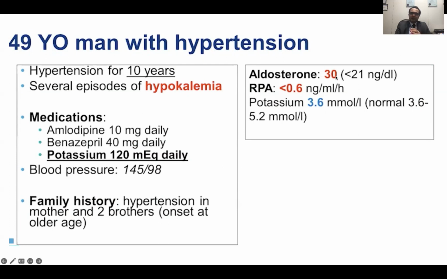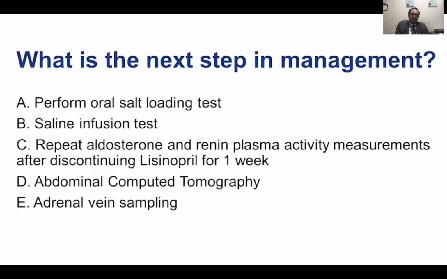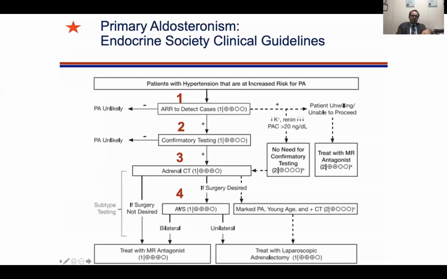The aldosterone is 30 nanograms and the renin activity is low. So does this confirm the diagnosis, or should we do a confirmatory test? What is the next step in management? Should we perform oral salt loading or saline infusion, which are both confirmatory tests, or should we repeat the aldosterone and renin after discontinuing the ACE inhibitor for 1 week? Or should we go directly to abdominal CT for localization, or what?